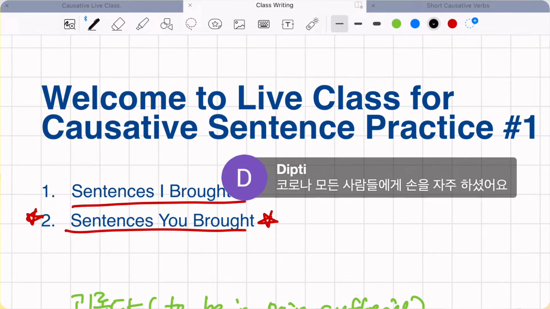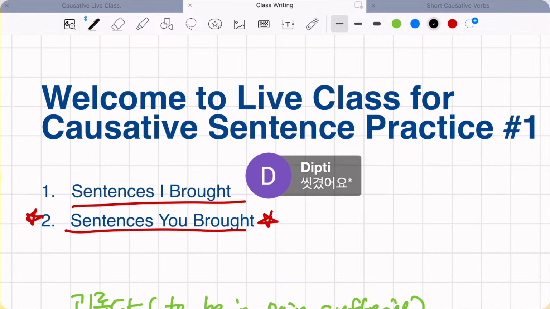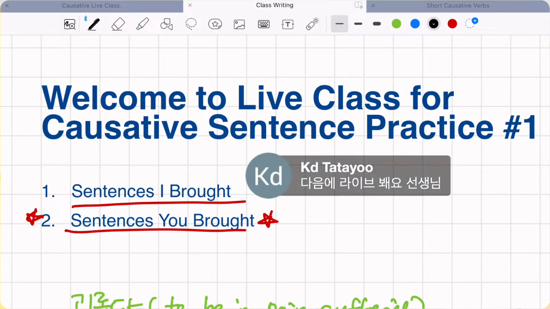딥티님이 코로나 때문에 모든 사람에게 손을 자주 씻겼어요. You're meaning to say 씻겼어요. 오케이, 좋아요. 좋아요.